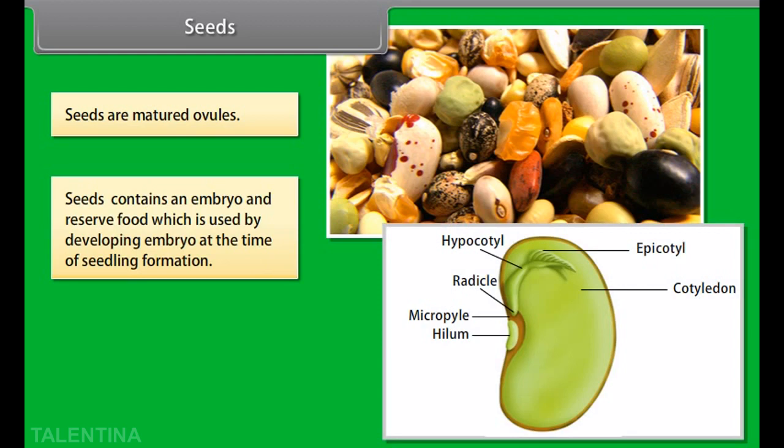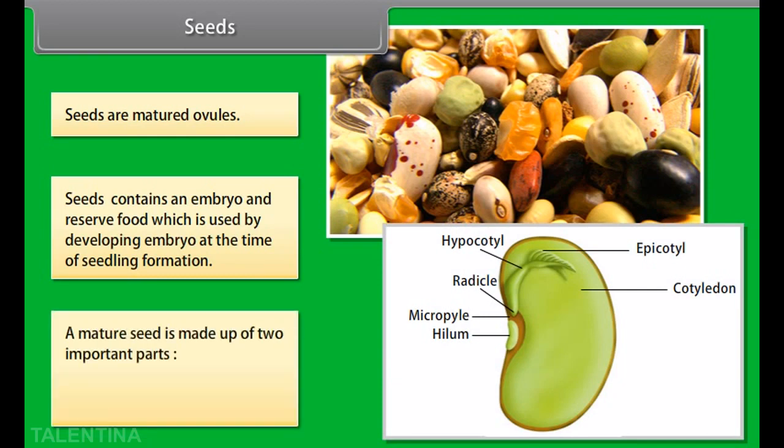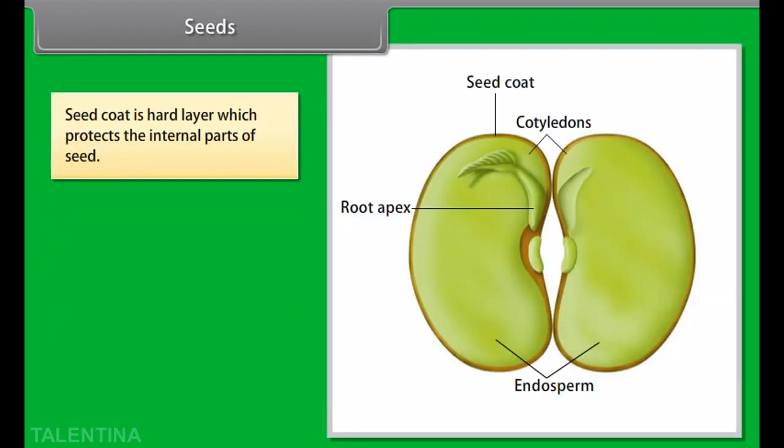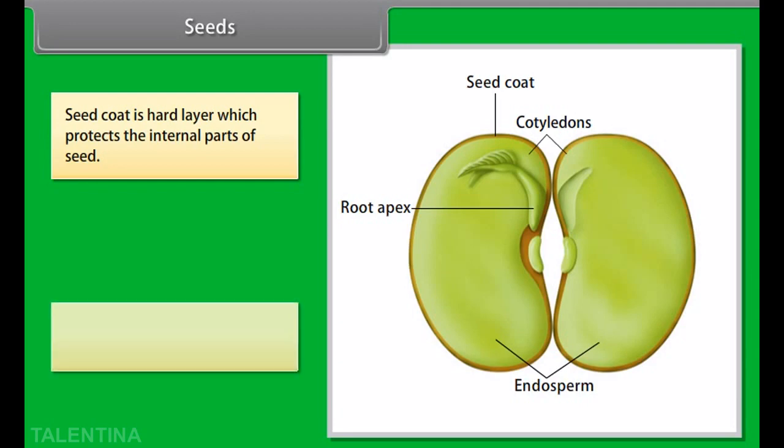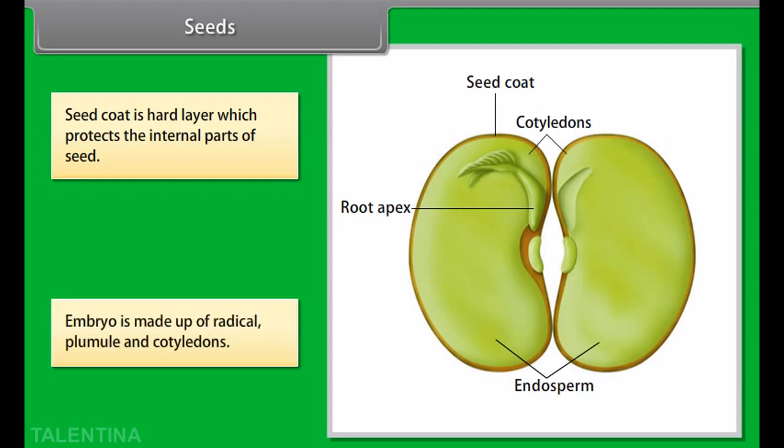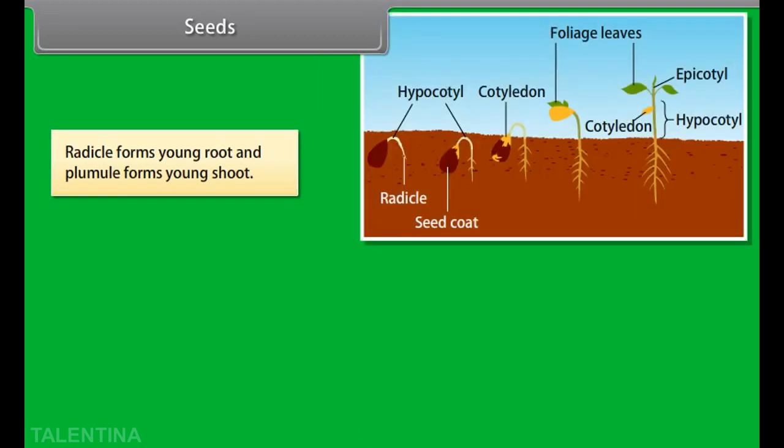Seeds contain an embryo and reserve food, which is used by developing embryo at the time of seedling formation. A mature seed is made up of two important parts: seed coat and embryo. Seed coat is a hard layer which protects the internal parts of seed. Embryo is made up of radicle, plumule, and cotyledons. Radicle forms young root and plumule forms young shoot.